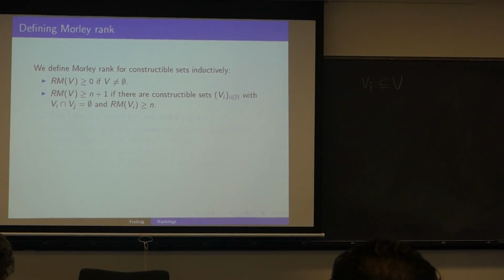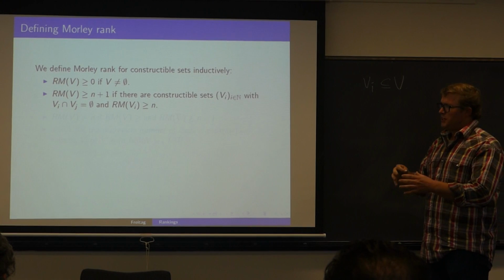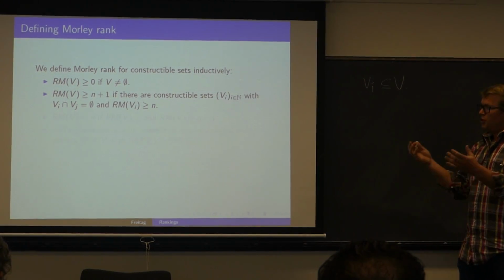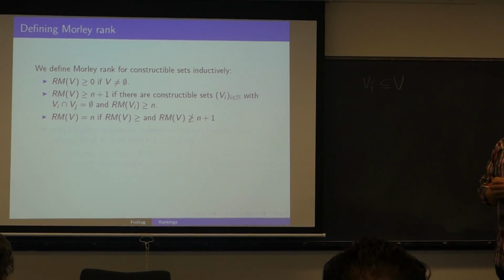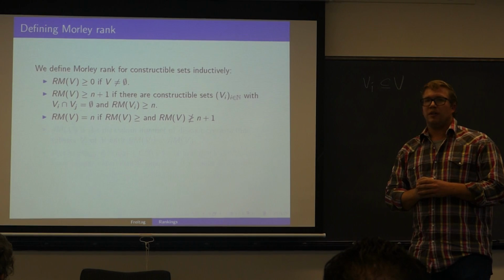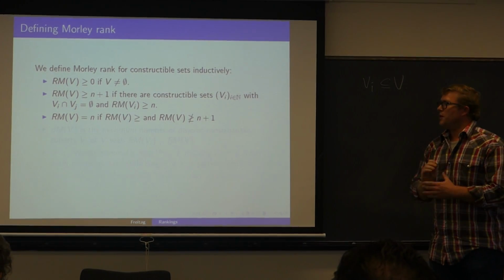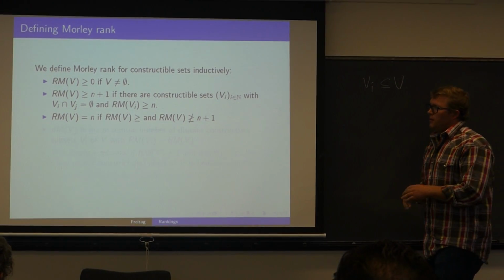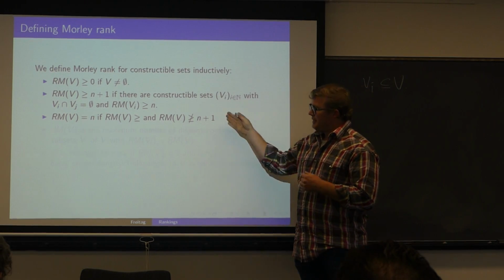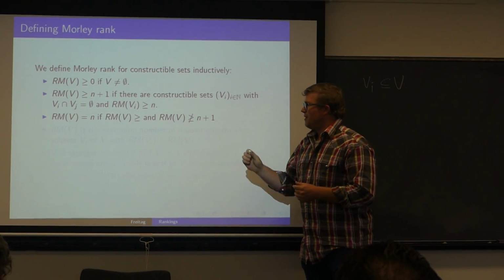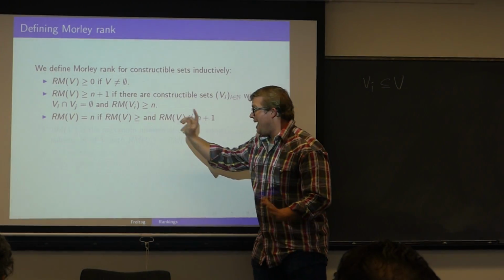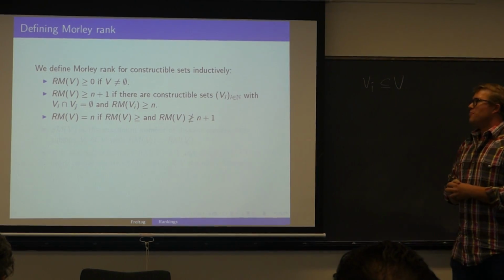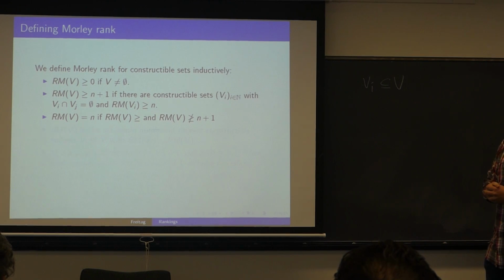So if you can find infinitely many disjoint subsets of dimension n, then V has dimension at least n plus 1. Do the V_i cover V? Pardon me? Do the V_i cover V? No. Just only what's written. And V has Morley rank exactly n if the Morley rank of V is greater than or equal to n, but not greater than or equal to n plus 1.